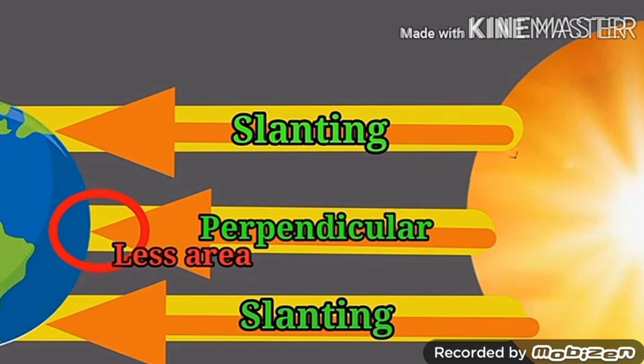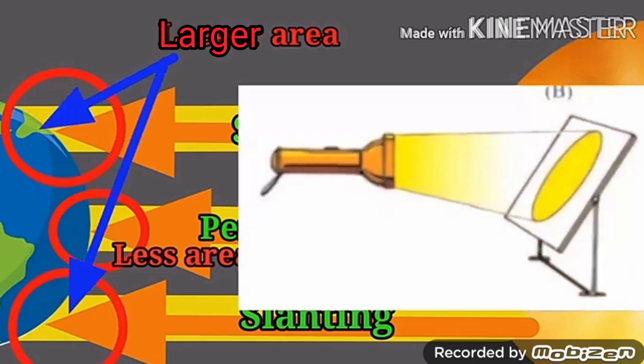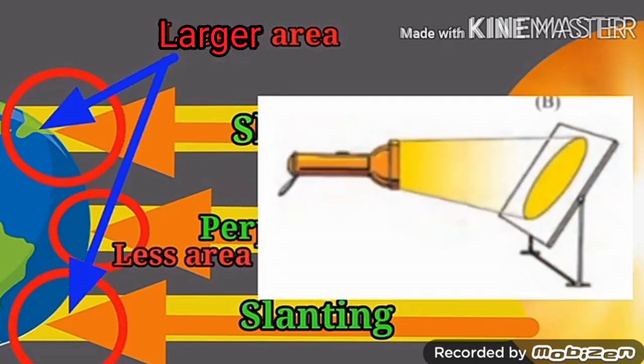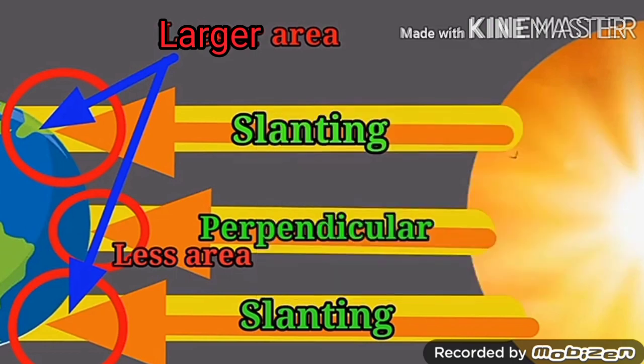The slant rays occupy a larger area. See figure B. In this area, sunlight appears less bright and there is less heat. Hence, the surface there gets less heated and the air too is less hot.